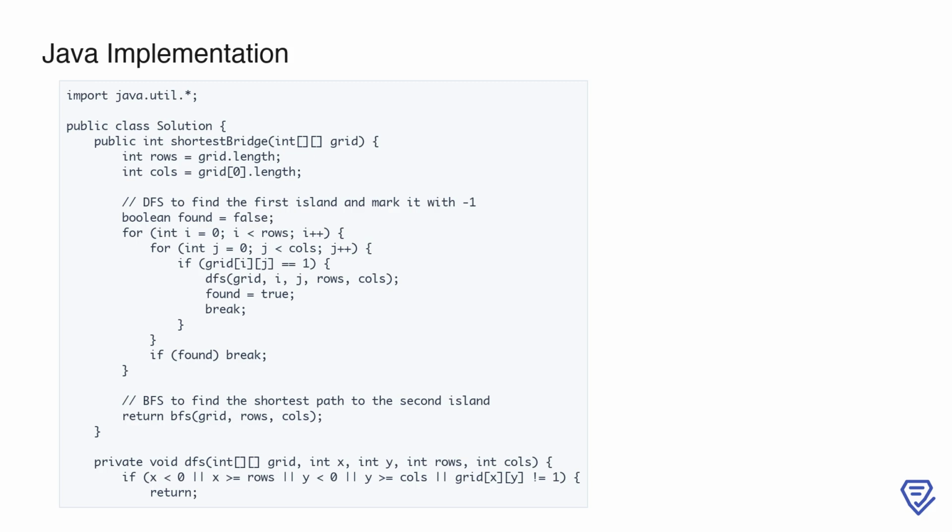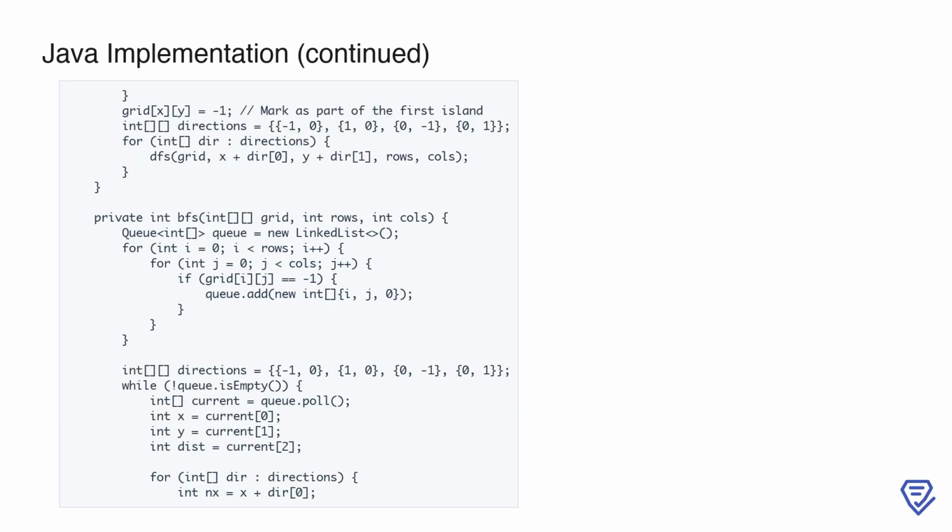Once we find the first cell of the island, we use a depth-first search, or DFS, to traverse and mark all the cells of this island with a value of -1. This marking helps us distinguish the first island during the subsequent breadth-first search, or BFS. To ensure we stop as soon as we've processed the first island, we use a found flag to exit the loop early. Finally, the BFS method is called to calculate the shortest path to the second island. Let's see how the DFS method is implemented next.